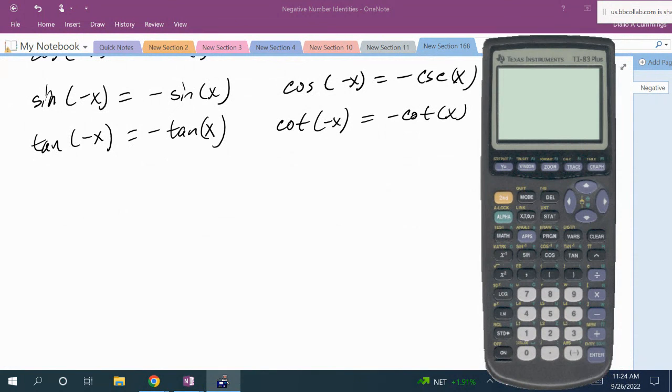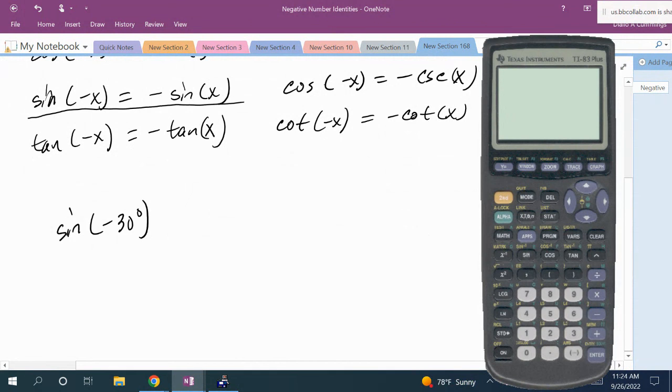And I'll start with sine. So let's say I have the sine of negative 30 degrees, right? Using this formula here, I can actually write negative 30 degrees as a positive angle. So if I use a formula, that should equal negative times the sine of 30 degrees. Okay. So what I've actually done here was I've expressed a negative angle as a positive angle.